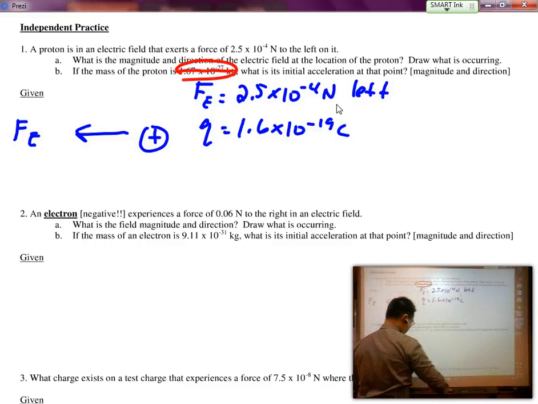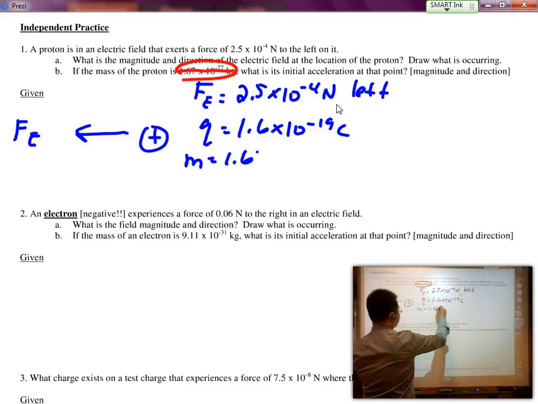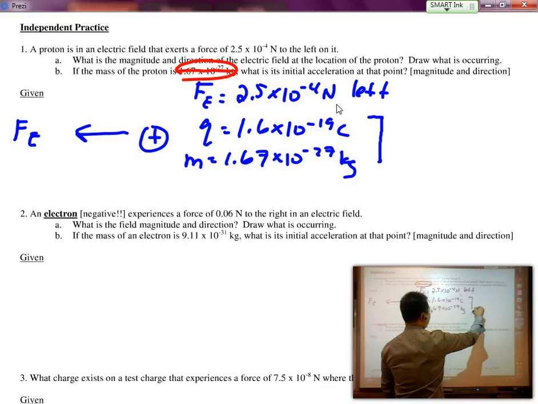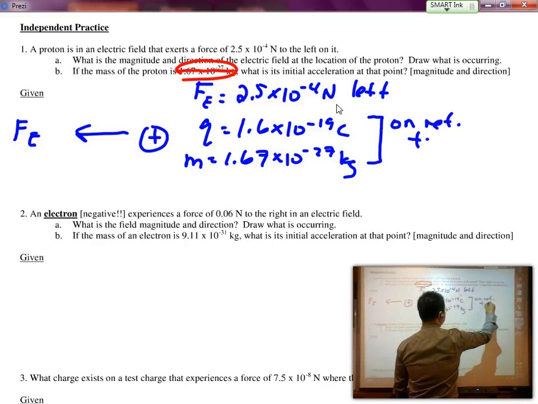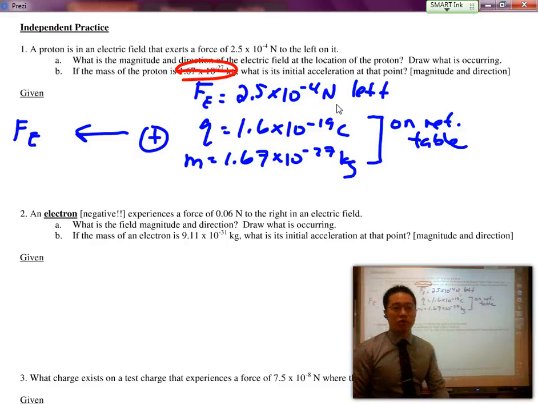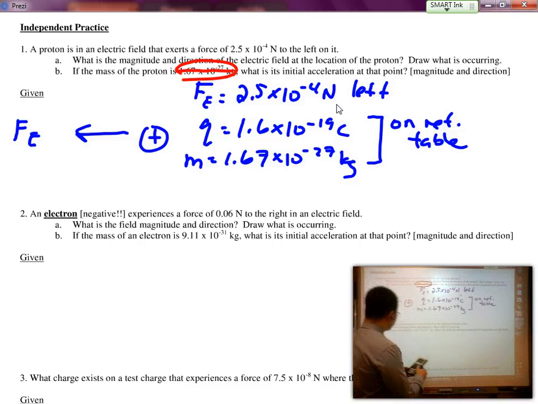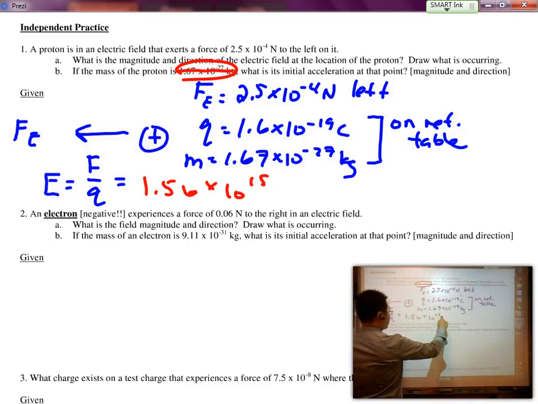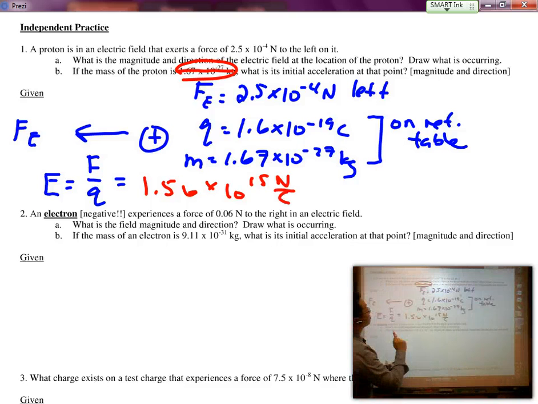Whoops, I crossed it out. The mass is equal to 1.67 times 10 to the negative 27 kilograms. So these two are givens that are on your reference table, but you should always be aware that they are available to you. So now if I want to solve for the electric field, well, E is simply equal to F divided by Q. So in this case, you end up with 1.56 times 10 to the 15th newtons per coulomb.